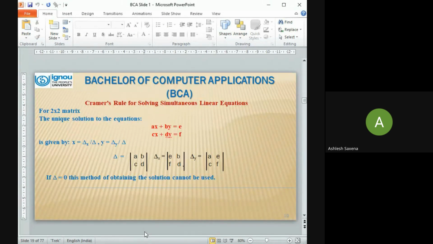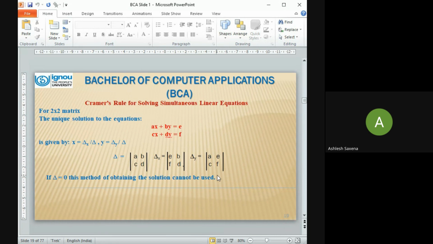Cramer rule is basically applied to calculate the value of the variables. These are the two equations: ax plus by is equal to e, cx plus dy equal to f. We have to calculate the values of x and y. First of all, for x, we have to find delta x upon delta. And for y, we have to calculate delta y upon delta. This is the formula.